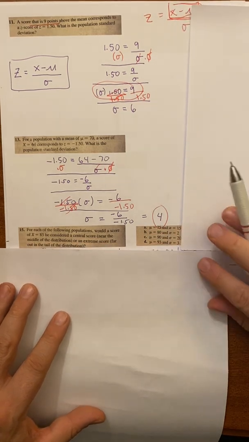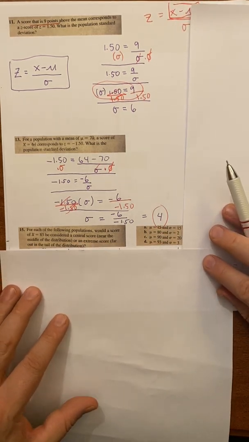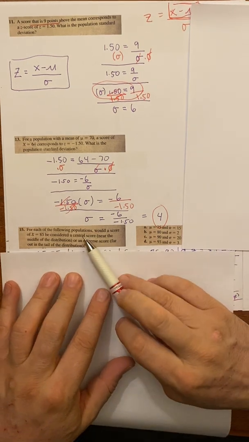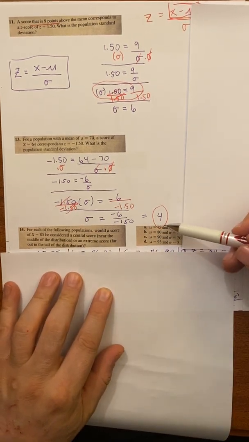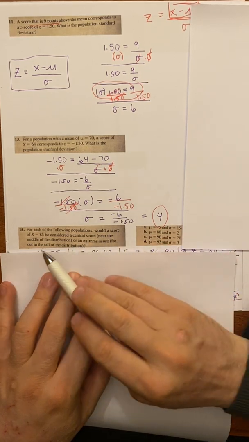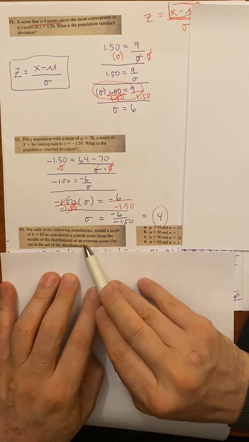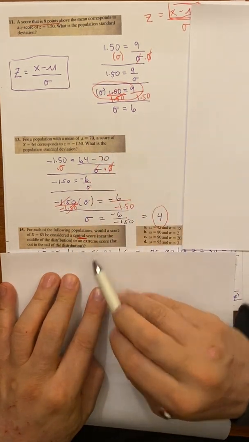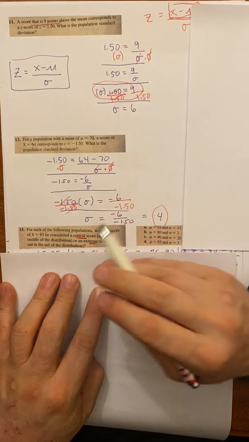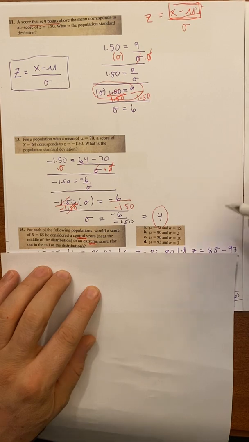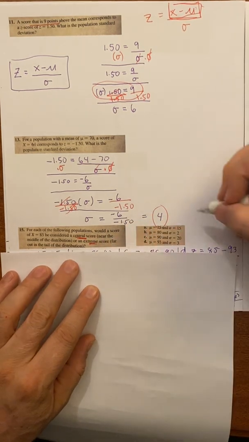Oh my God, it looks big. Okay, so let's see what we got here. For each of the following populations, right? I guess each one of these is a population. Would a score of x equals 85 be considered a central score near the middle of the distribution, or an extreme score far out in the tail of the distribution? I suppose for this one, we need to kind of define what we mean by central and extreme.